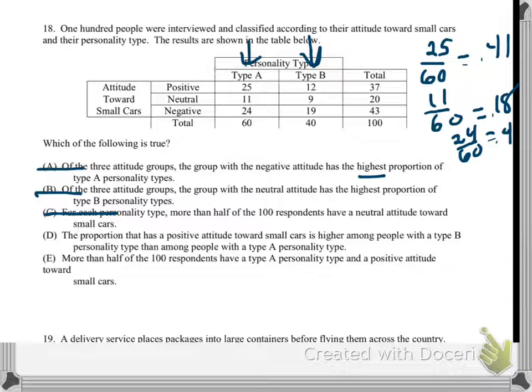D says the proportion that has a positive attitude towards small cars is higher among group B than group A. So let's just look at positive. They're saying is 12 greater than 25? The answer is no. Okay, E, more than half of the 100 respondents have a type A personality. So they're saying is 60 more than half, and the answer is yes. So the answer is E.